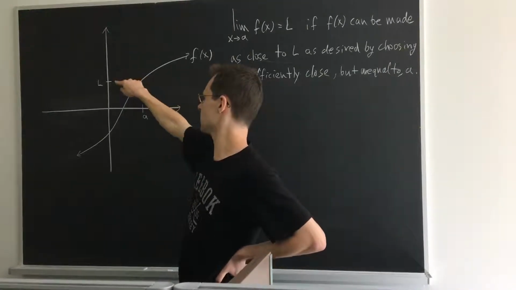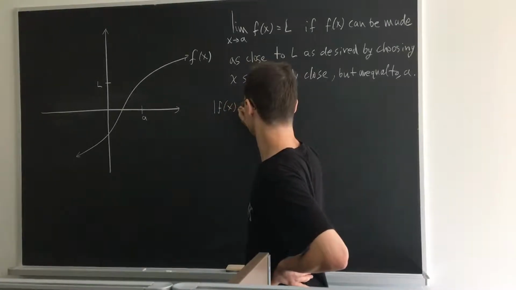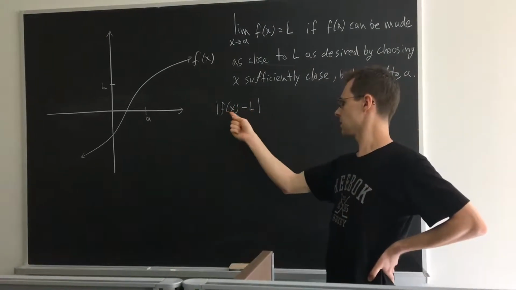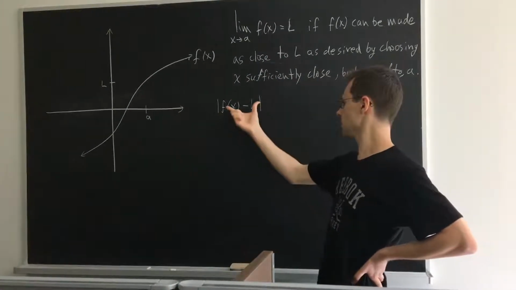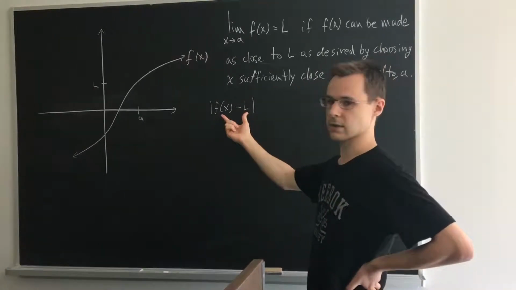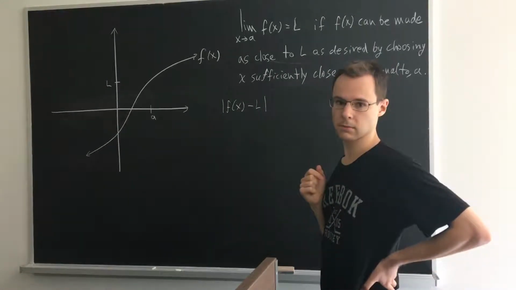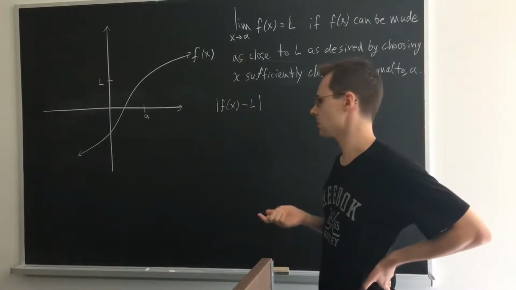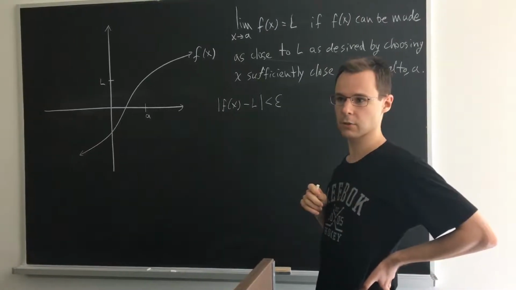So that distance between L and f of x, which is the absolute value of f of x minus L. The absolute value is here just to make sure that this quantity isn't negative, because sometimes f could be bigger than L or less than. This will just give us the distance. So this difference, f of x minus L, can be made as small as desired. What does that mean? Well, it can be made less than 1, less than 0.1, or less than epsilon for any positive quantity epsilon.